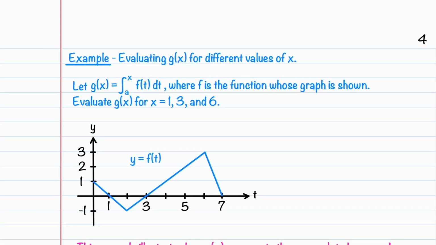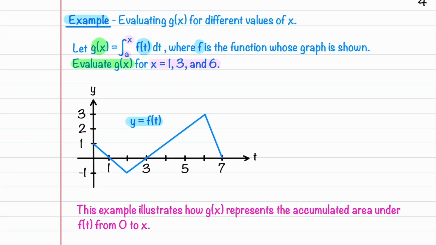We're going to walk through an example where we are going to find the accumulated area under a function. We're going to let g of x equal the integral from a to x of f of t dt, where f is the function whose graph is shown. Down here we can see what f of t looks like. We are going to find the accumulated area by evaluating g of x for the values x is equal to 1, 3, and 6.